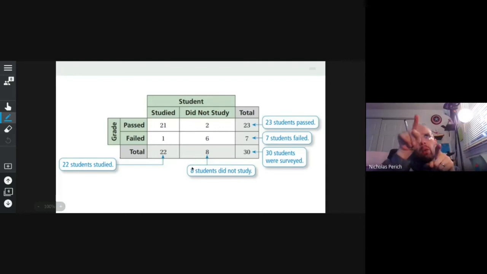It's literally like one of those multiplication tables where you would have to be like, oh, 6 times 8. 6 times 8 is boop. We're doing the same thing. How many people who studied, and studied is right here, how many people who studied passed? I just take those 2 things and I match them up. Boop, boop, boop, boop. 21 people studied and passed.